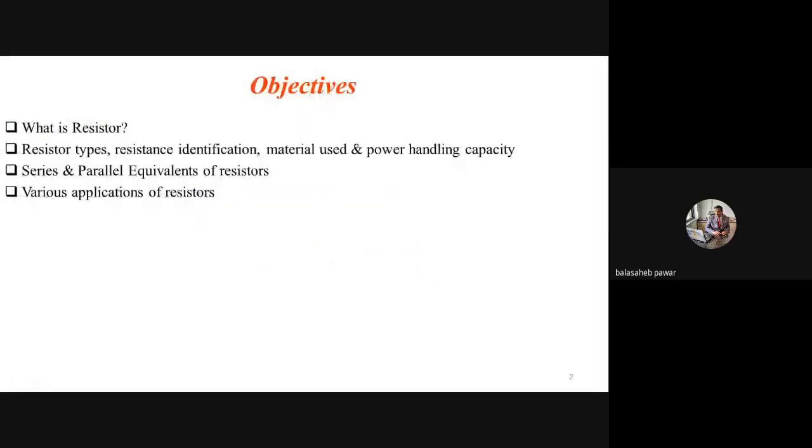From the first component, that is the resistor. The objectives of our today's discussion are: what is a resistor, resistor types, how resistance identification is done, various materials, power handling capacity, series and parallel equivalence of resistors, and their various applications.